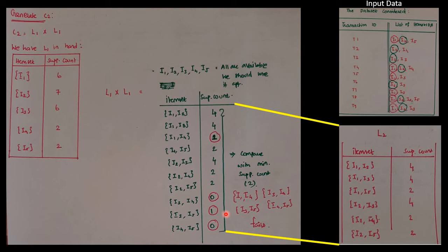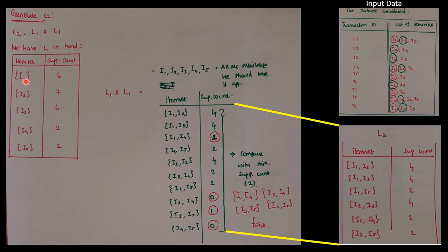Well, what is the next step? The next step is going to be generating C2. How do we generate C2? L1 joining L1. L1 cross L1, we call it. That's the way we can write it. I am going to generate C2 through L1 cross L1. What do you mean by that, sir? Very simple. I have got L1 in hand, which is taken over from the previous slide. I1 6 times, I2 7, I3 6, I4 twice, I5 twice. Now I am going to generate a new item set, a new table, L1 cross L1, which is nothing but C2.